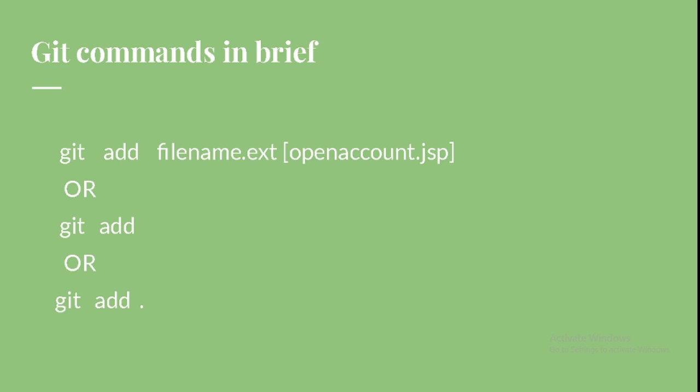The first is git add with the file name and its path. The second one is git add only, which adds all. Then git add dot: dot means it takes the asterisk, adding all the changes we have made locally to be staged.